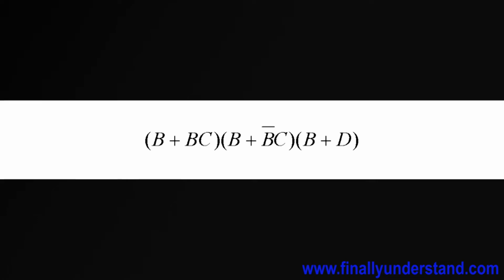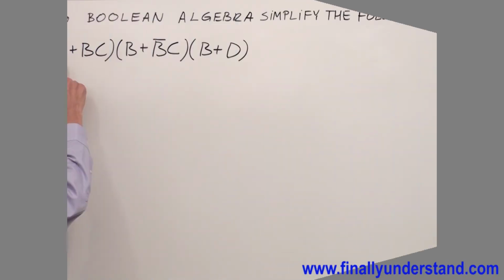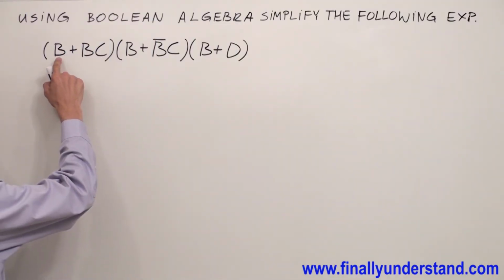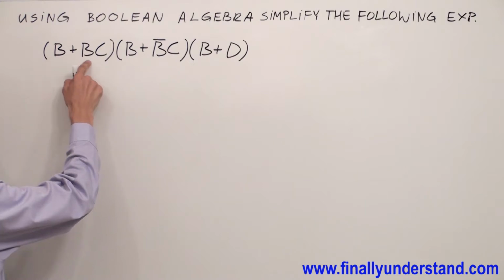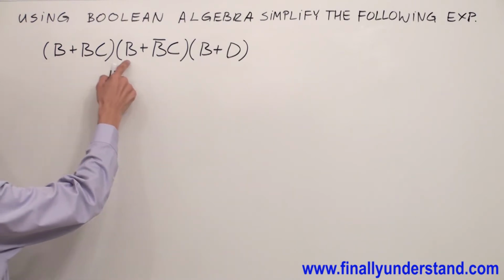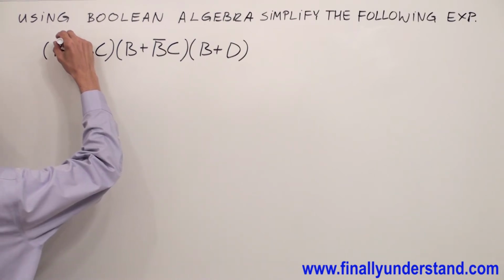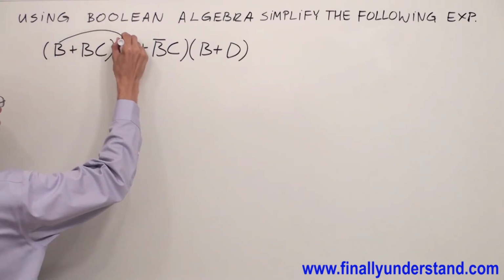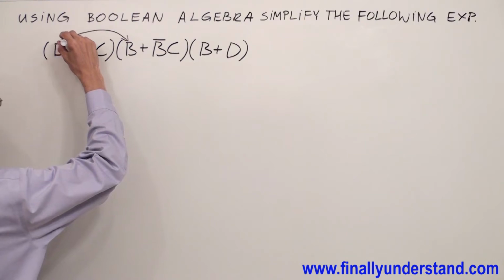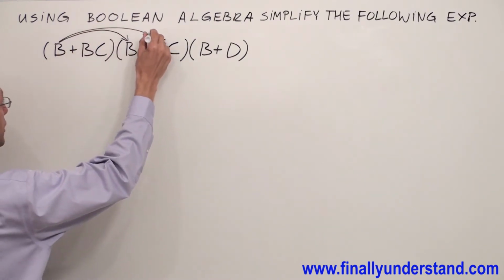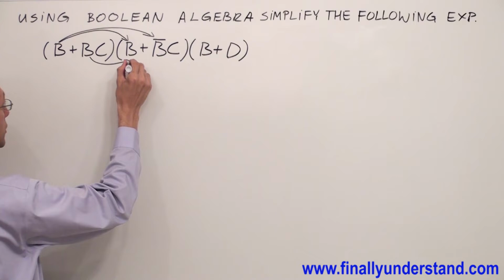Using Boolean algebra, simplify the following expression. First, we're going to distribute every single term from the first parenthesis by the second parenthesis. I'm going to multiply every term from the first parenthesis by the second parenthesis.